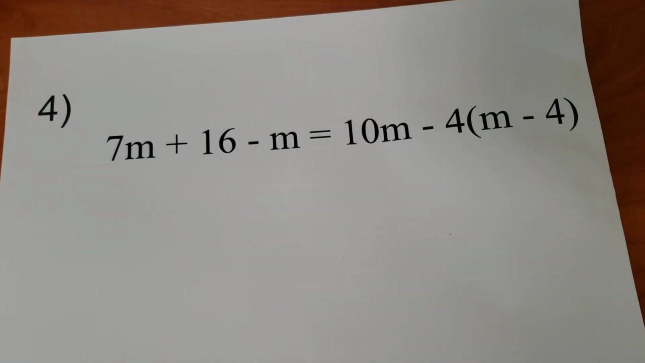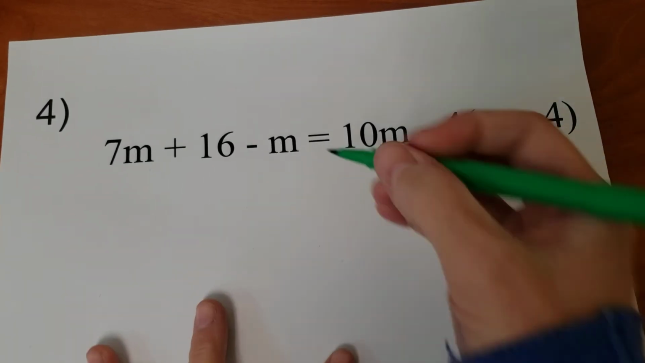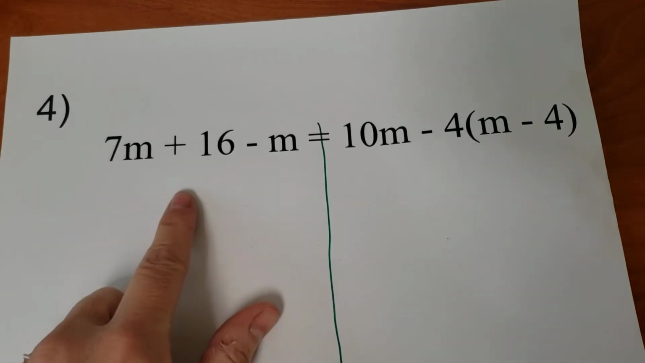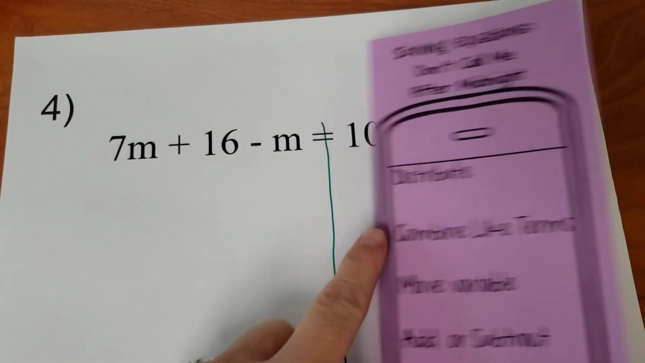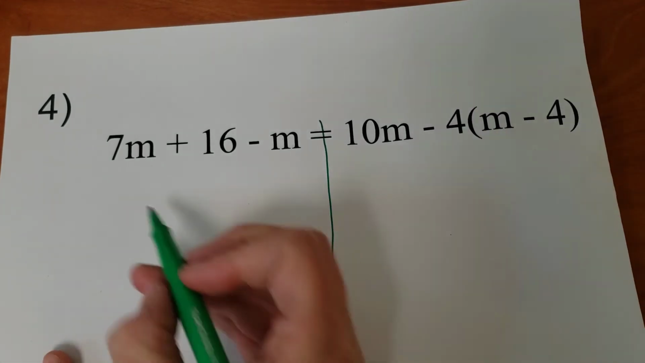All right, let's try 4. What's going to happen with this one? Are we going to get one solution? Are we going to get no solutions? Are we going to get infinitely many solutions? I don't know. Looks like on the left-hand side, we're going to need to combine like terms. Over here, we're going to need to distribute and then combine like terms.